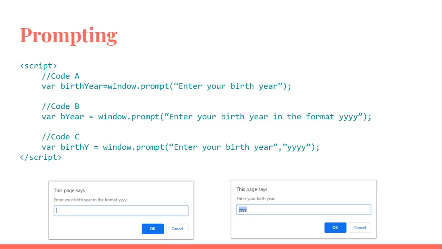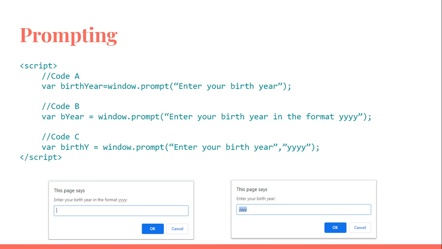When we prompt, it's really important that we are as specific as possible with the user about what we want. So looking at this code, you'll see that code A creates a variable called birthYear and sets it equal to window.prompt, enter your birth year. Well, as a programmer, I expect that birth year to come in a certain way. Maybe I expect it to have 4 digits. Maybe I expect it to have 2 digits. But I need to specify that to the user, or I'm not going to necessarily get what I want.